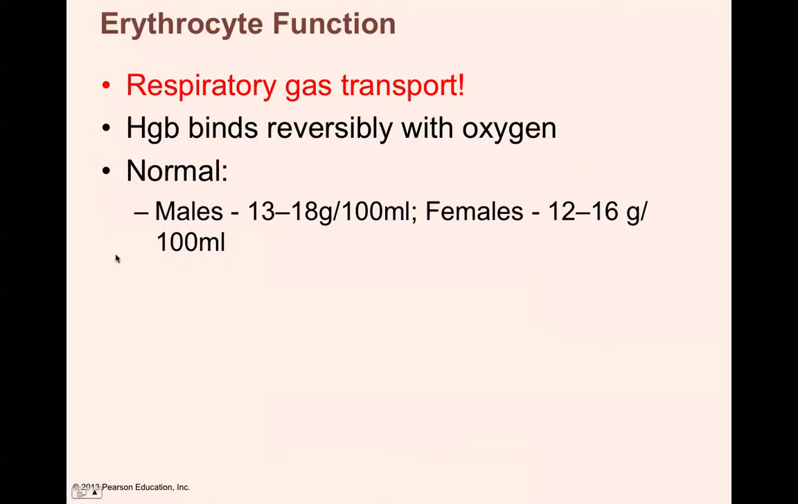Normally, males, for erythrocytes, there's 13 to 18 grams per 100 milliliters, which is also called a deciliter. You may have heard that. Females, it's 12 to 16 grams per 100 milliliters.